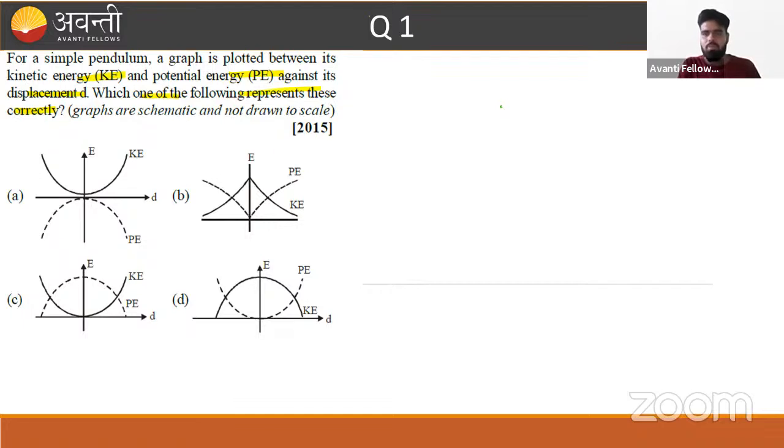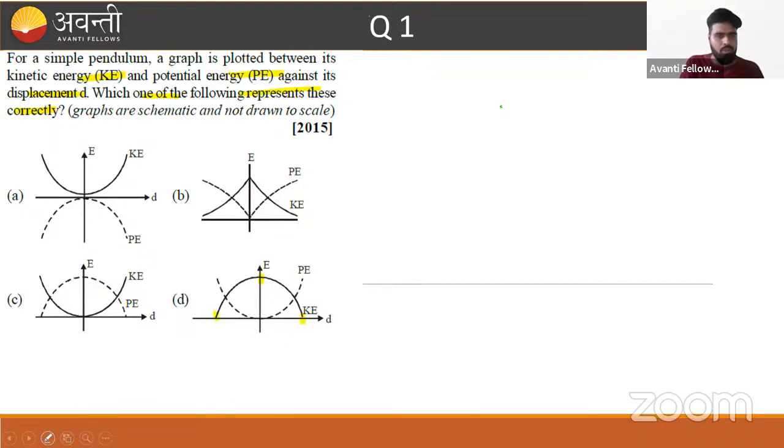GNV Kolhapur, GNV Rajkot, can you tell me the correct answer, beta? Sir, we know that the potential energy is an upward parabola and kinetic energy is a downward parabola. We know that at the mean position, kinetic energy is maximum. In this graph, it is maximum. At the extreme position, kinetic energy is 0.